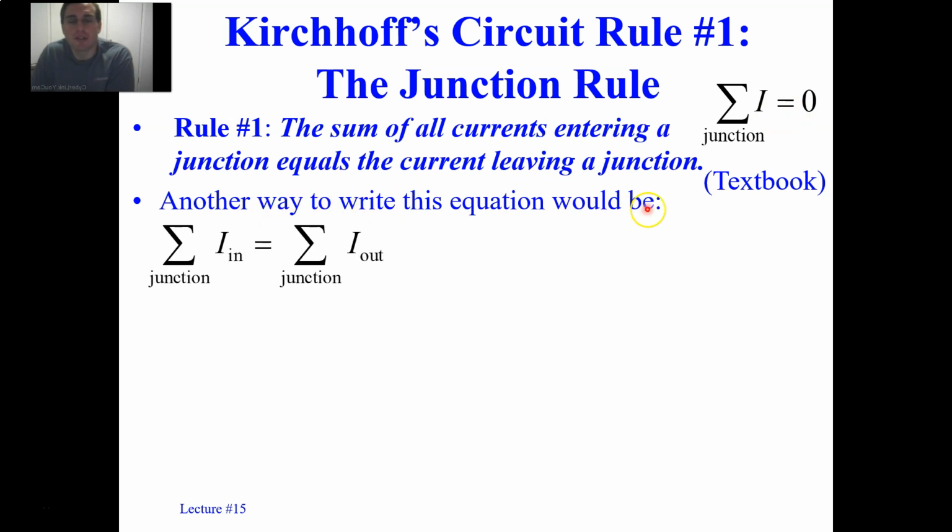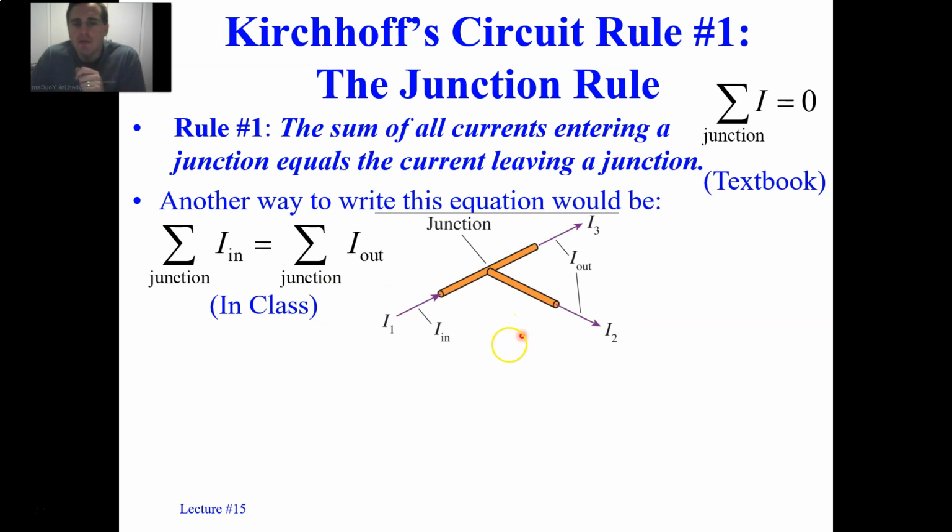Another way to write this equation is the sum of all the current that goes into a junction is equal to the sum of all the current that goes out of a junction. In other words, conservation of charge, but just for charge motion. That's how I'll write this in class, or at least like in these lectures.